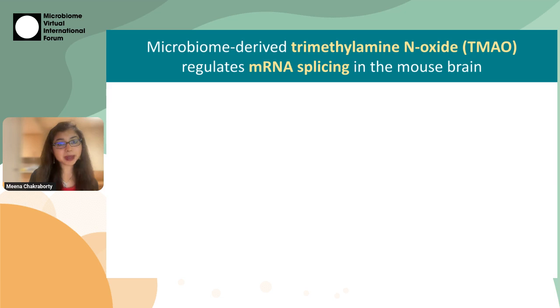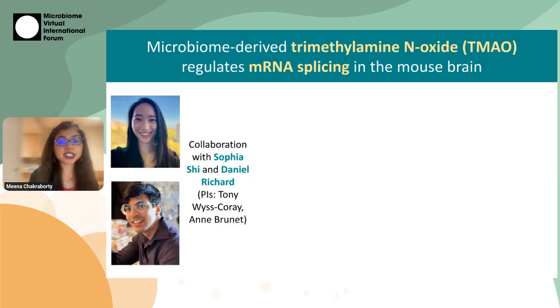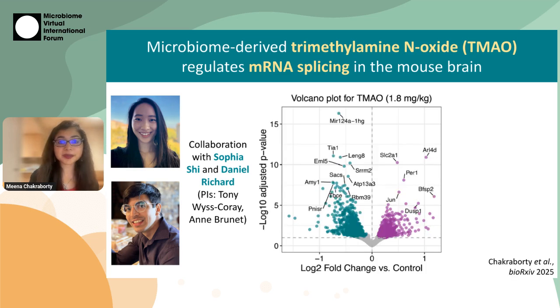So one of the metabolites we studied was trimethylamine N-oxide, or TMAO. And to get at its impact on the brain, we collaborated with Sophia Shi and Daniel Richard, from the labs of Tony Weisskopf and Anne Brunet at Stanford. So we injected TMAO into the mice and looked at its effect on gene expression in the mouse brain.